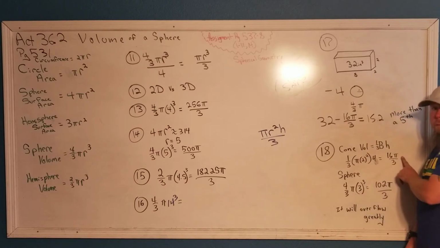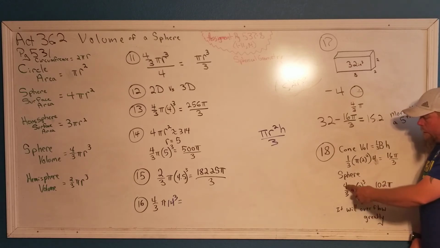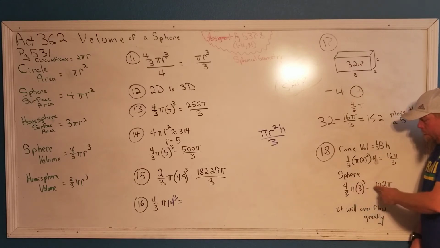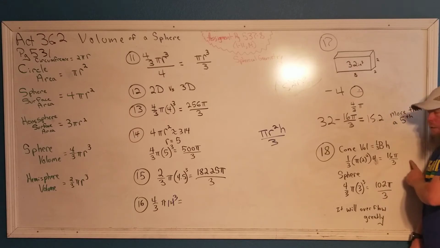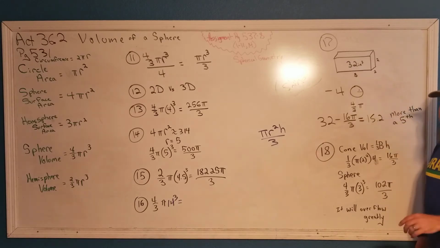And I left it in terms of pi. You can get a decimal, that's fine. But when you work the sphere, you get 4/3 pi 3 cubed, and you get 102 pi over 3. Obviously, this number is far greater than this number. That tells me there's going to be a lot of ice cream left over, okay? That's why when you're eating your ice cream, you still struggle with the idea of it actually running down your hand, because the volume of the sphere far exceeds that of the cone, all right? So that's 11 through 18.